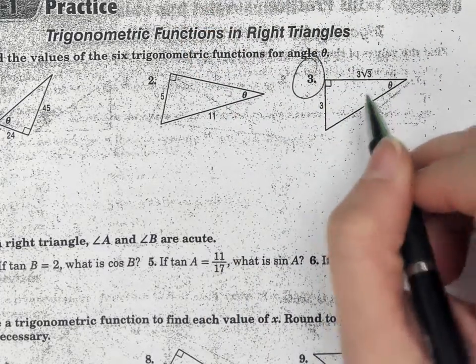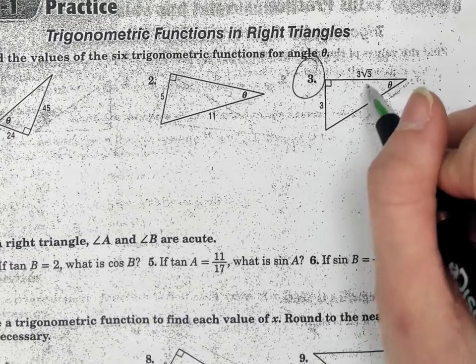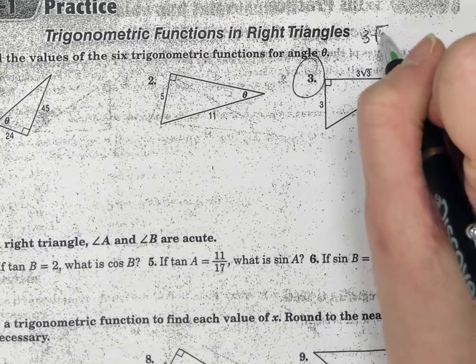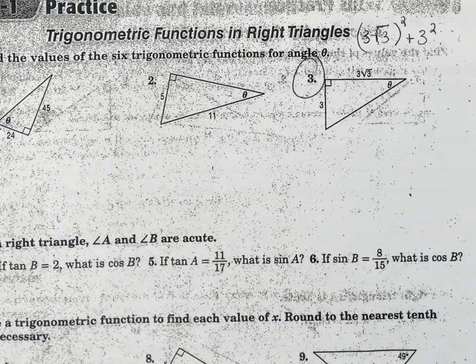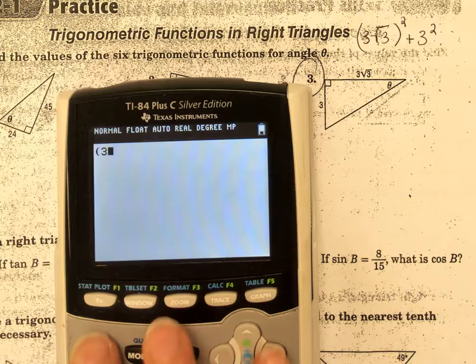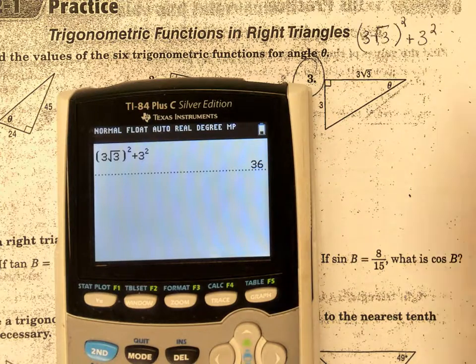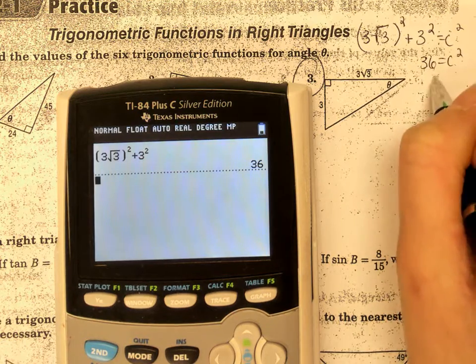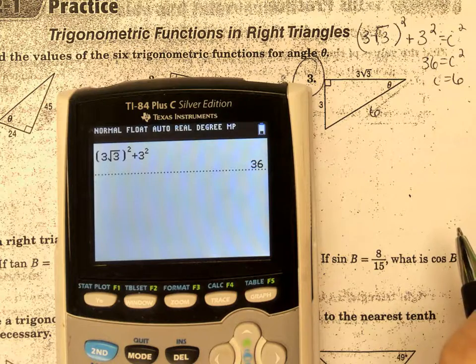Okay, let's see. What's the direction say? Oh, this one just says find those 6 trig functions. So, what's the breakdown in the square root? Look, if you do 3 square root of 3 squared, and then plus 3 squared, you can just plug it straight in your calculator like that. It'll give you 36. So that means C equals 6. Is that all you needed? Yeah, I figured it out myself.